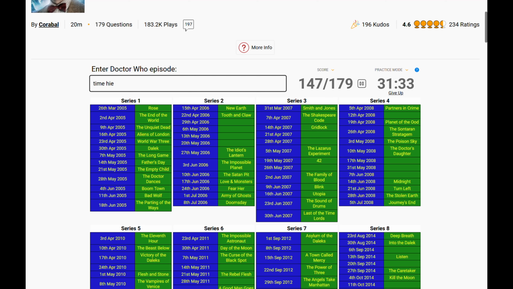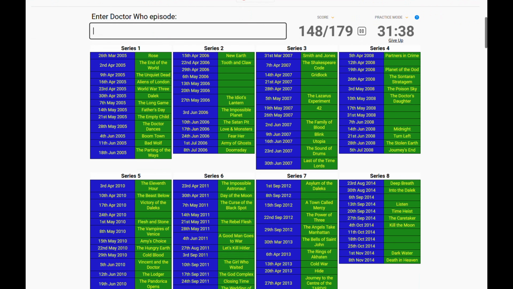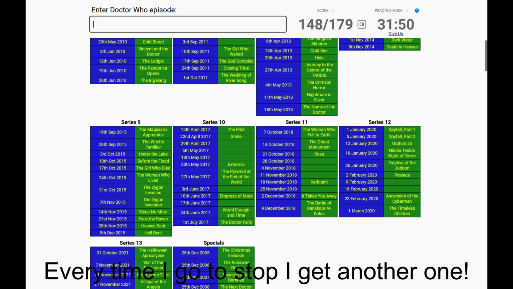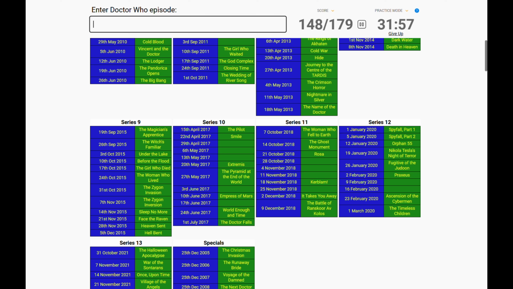My favourite. Why do I keep forgetting my favourite ones? Time Heist. No, it's not even in the right place. It's not in the gap. Yeah, series 10. There's the Roman one. There's the other part of the Monk trilogy. At least I can tell you what they are, even if I can't tell you their names.